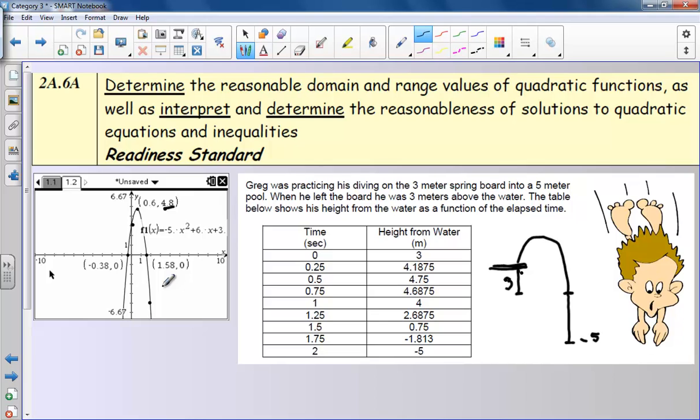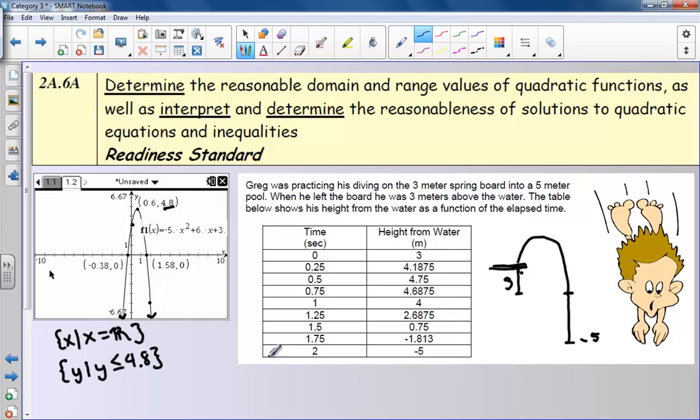So reasonable domain and range, if I was just looking at this function right here, I would say that the domain is the set of all x's such that x would consist of all of the real numbers, because this is going off the screen, so I have an arrow on the left, I have an arrow on the right. That's all real numbers. My range, I would say that y is everything less than or equal to 4.8, because my graph continues down off the page.